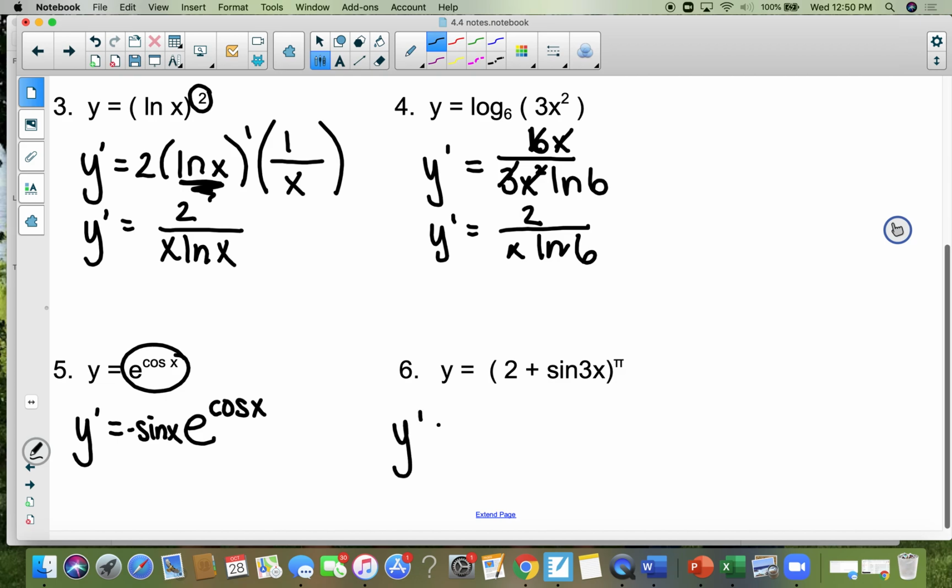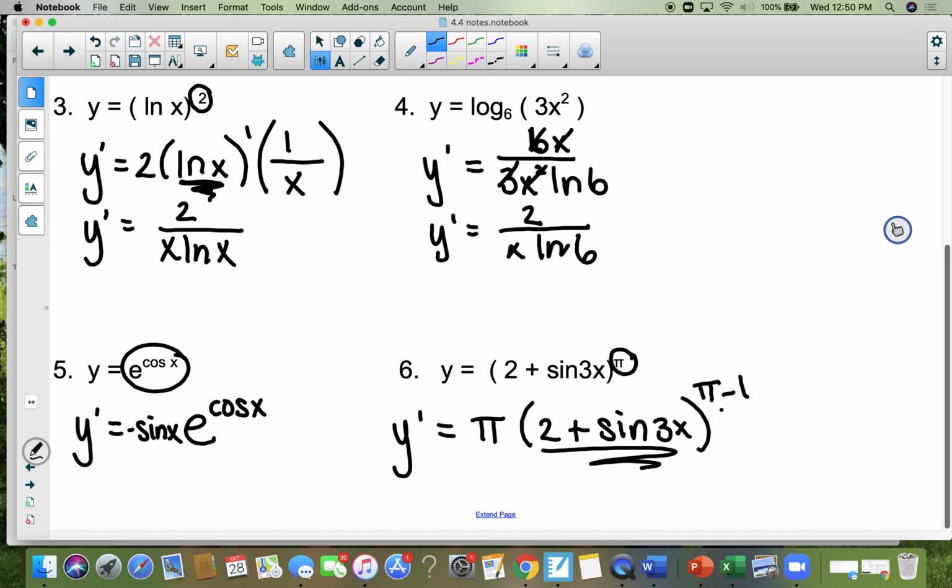And number 6, last problem, the pi will go out in front, you leave the inside alone. The power goes down by 1, so it's pi minus 1, but then you also have to take the derivative of this. And the derivative of 2 is 0, and the derivative of sine is cosine of 3x. But then you also have to take the derivative of that, which is 3. So that 3 pi will go way out in front. Final answer.